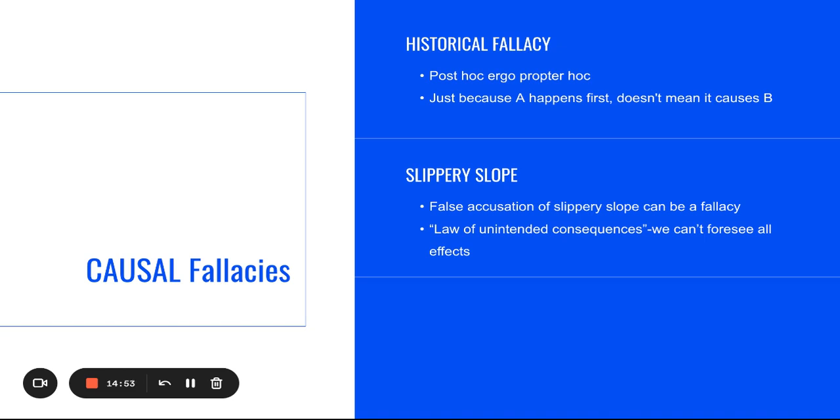That this is a slippery slope. A false accusation of slippery slope can be a fallacy, a law of unintended consequences that we can't foresee all its effects. Think about, if you remember when you were a kid, the children's book, If You Give a Mouse a Cookie, or If You Give a Moose a Muffin. It's a good example of a slippery slope.